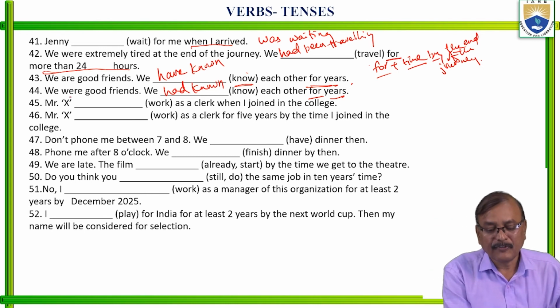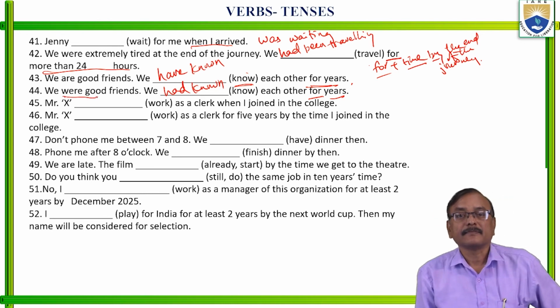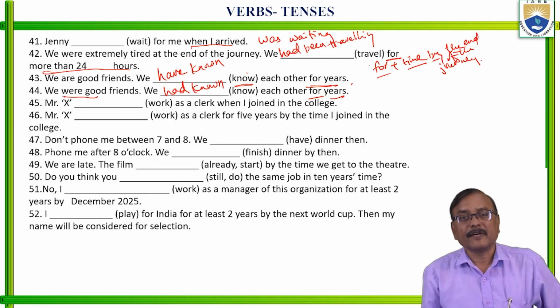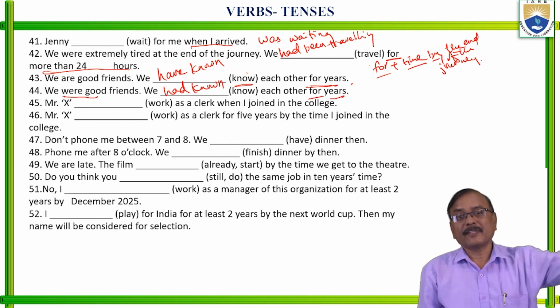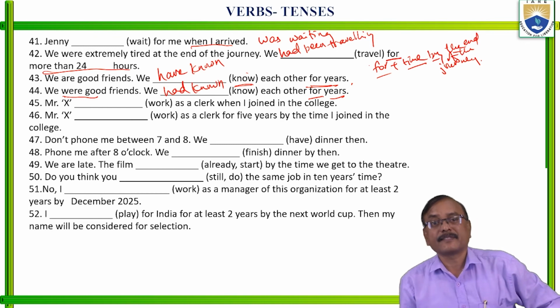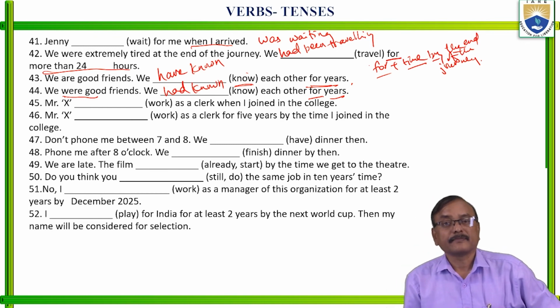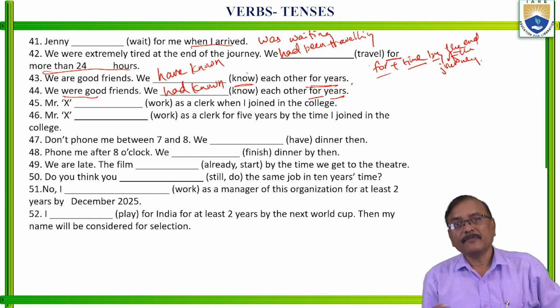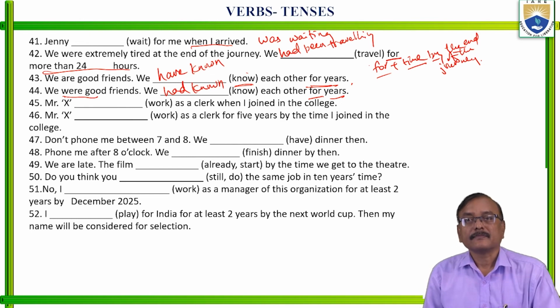Why here? We were good friends, not now. We were good friends. Why? Before that, we had known each other for years. For many years. That's why we were good friends. Next.